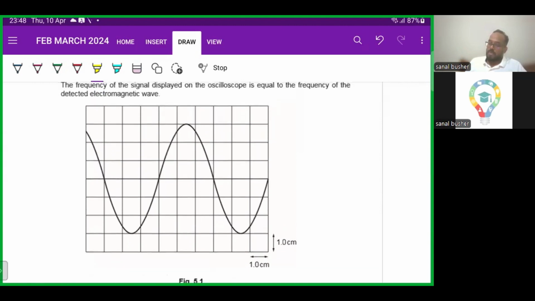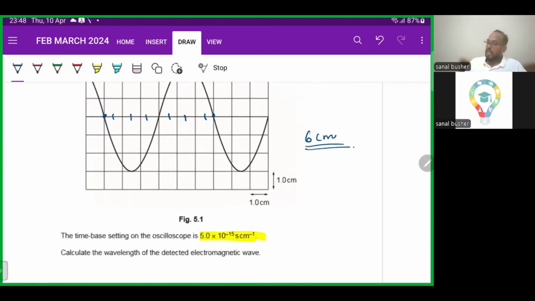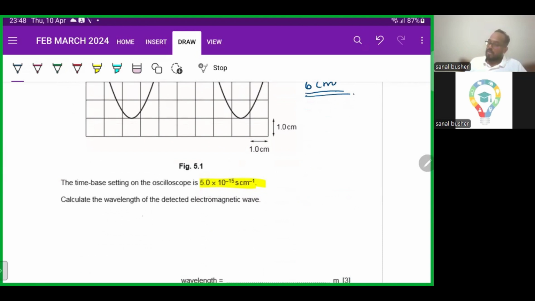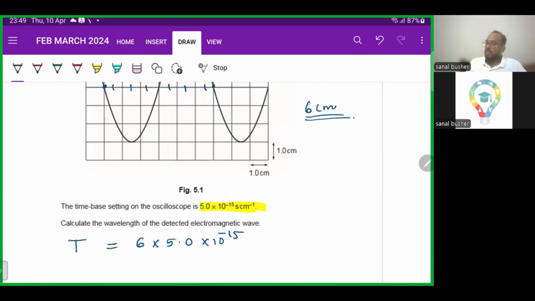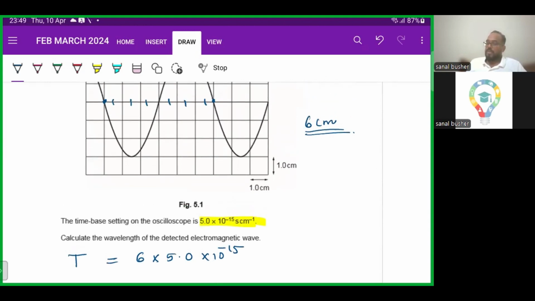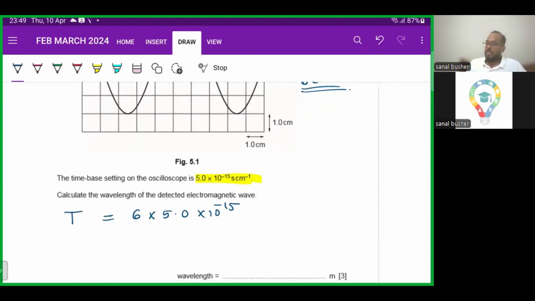From the oscilloscope output, you can see one complete cycle spans 1, 2, 3, 4, 5, 6, so 6 centimeters, right? So you multiply 6 by 5.0 into 10 to the power minus 15, and you will get the time period, because each centimeter represents 5 into 10 to the power minus 15 seconds. Six centimeters are in one complete cycle, so you find the time period by multiplying 6 by the time-base setting. One thing you need to remember is that you don't need to convert this into meters. A lot of students make this mistake in the paper. The answer will automatically be in seconds.